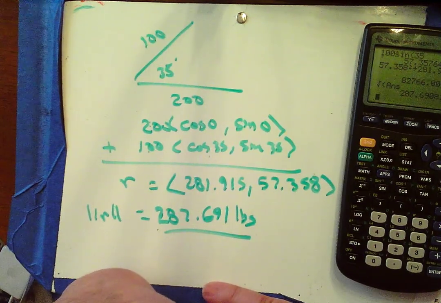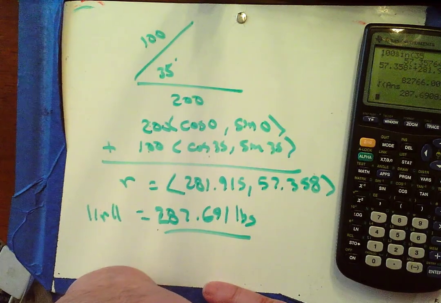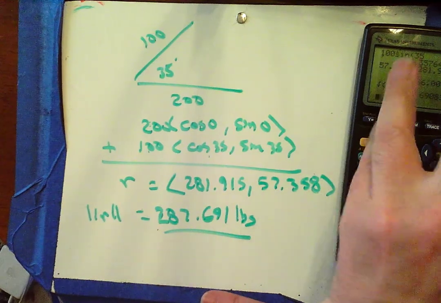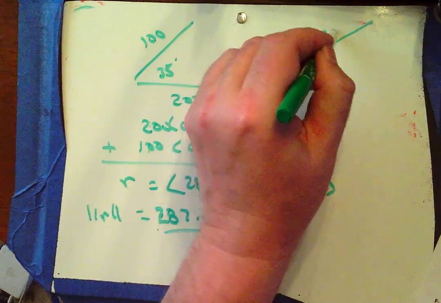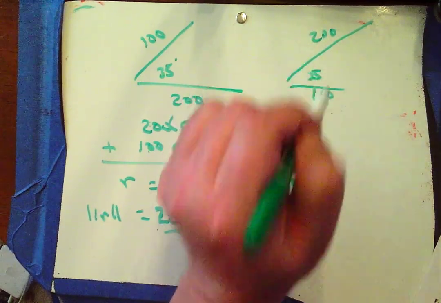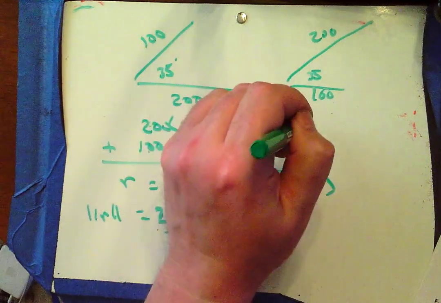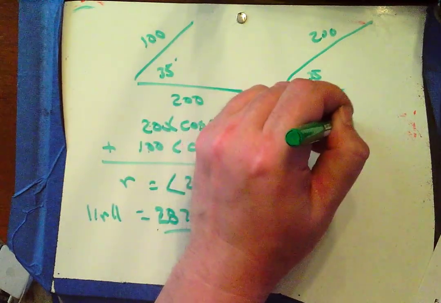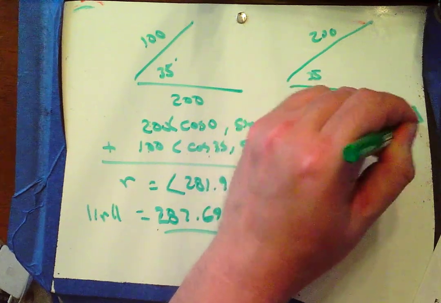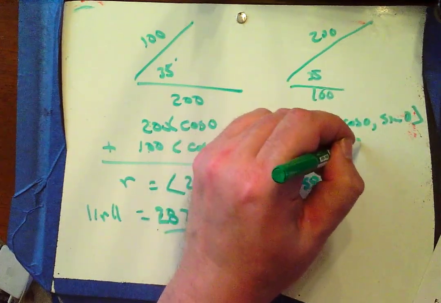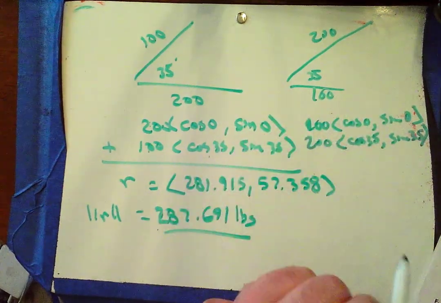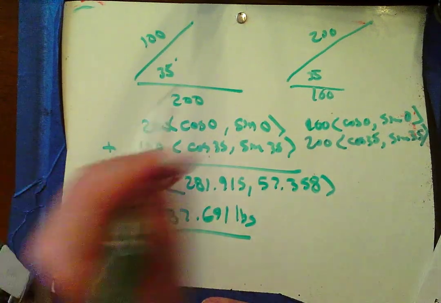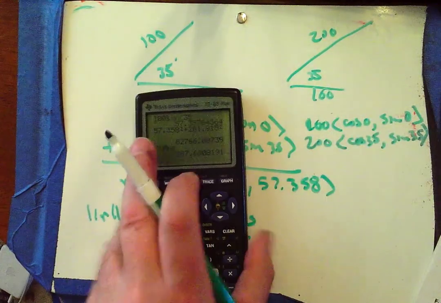It's a little less. Now, I wanted to do this problem a second way because it felt a little arbitrary the way I set it up. What if I had drawn the picture this way? 200, 100, 35. Well, then we've got 100 cosine 0, sine 0, and 200 cosine 35, sine 35. And my question is, do we get the same component form and the same magnitude? So I'm going to figure this out.